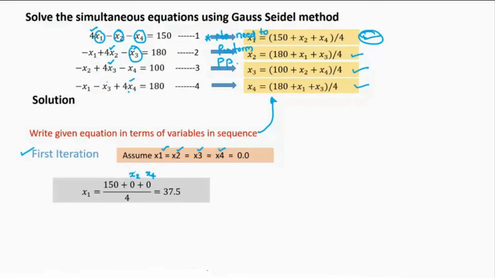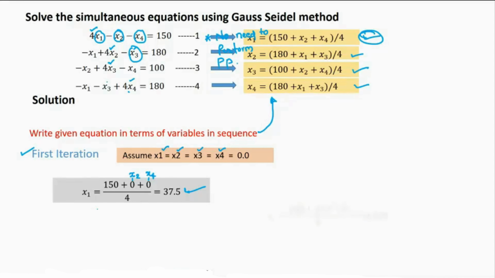So 150, what x2 value have we assumed? x2 is equal to 0 and x4 is equal to 0. We have substituted x2 is equal to 0 and x4 is equal to 0 by 4. On simplification, you will get 37.5. So this is the first step. In the first step, whatever values we have assumed, those values we have to take.